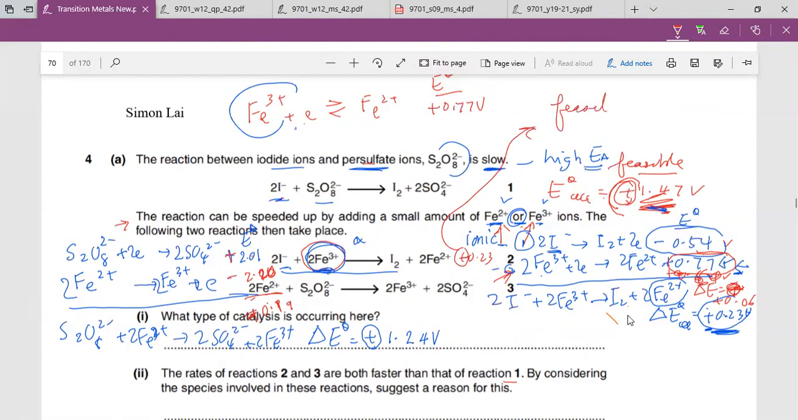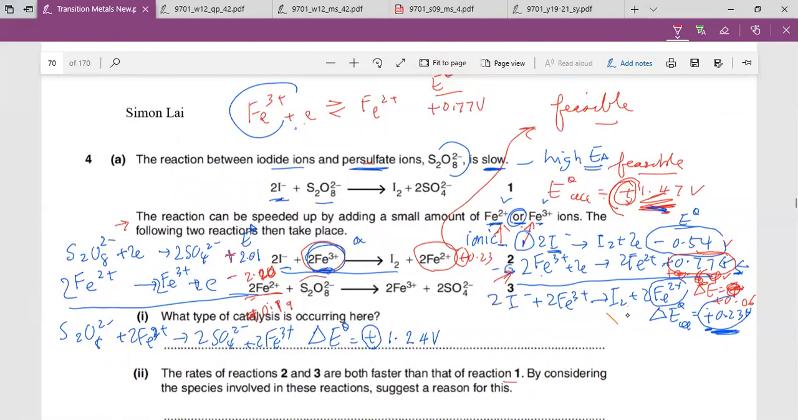Feasible. Okay, that means it's feasible. Second one, of course, now the Fe2+ here will act, see, it needs to be recycled, isn't it? So a catalyst will participate in the reaction, but it will be reproduced or regenerated at the end. So Fe2+ will go to Fe3+, oxidized by, acting as a reducing agent.